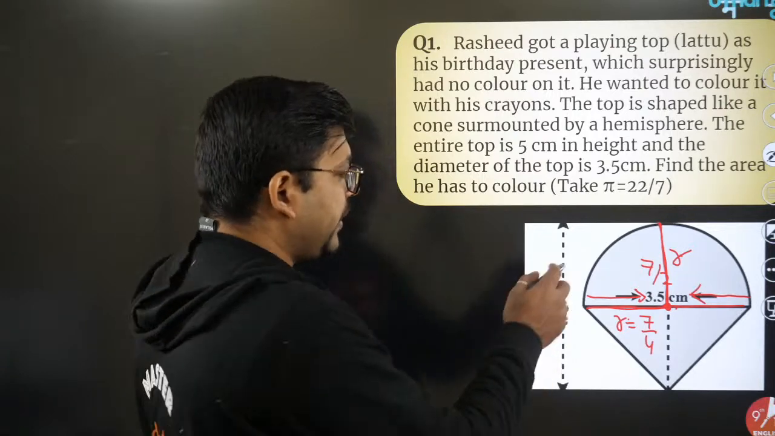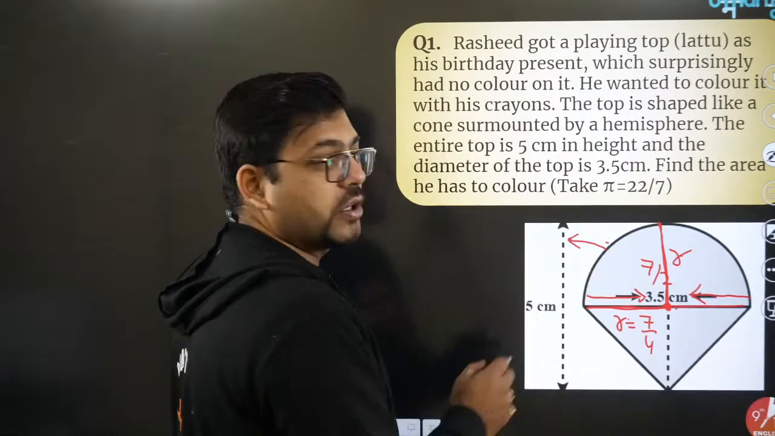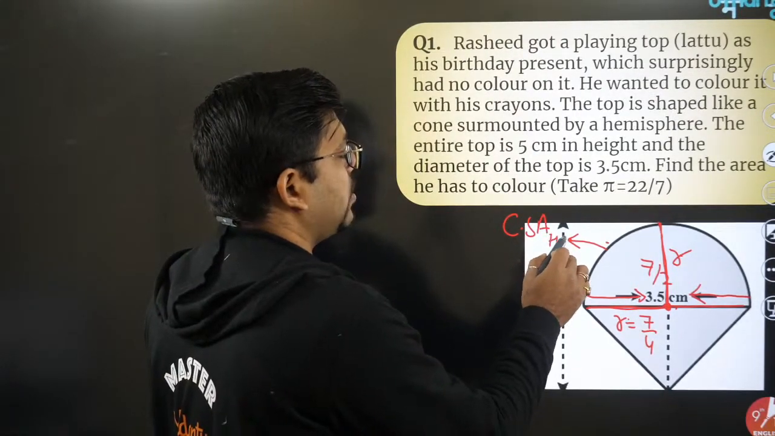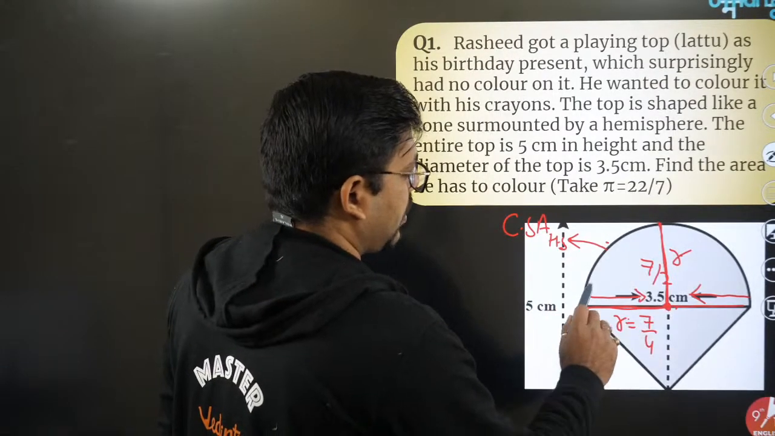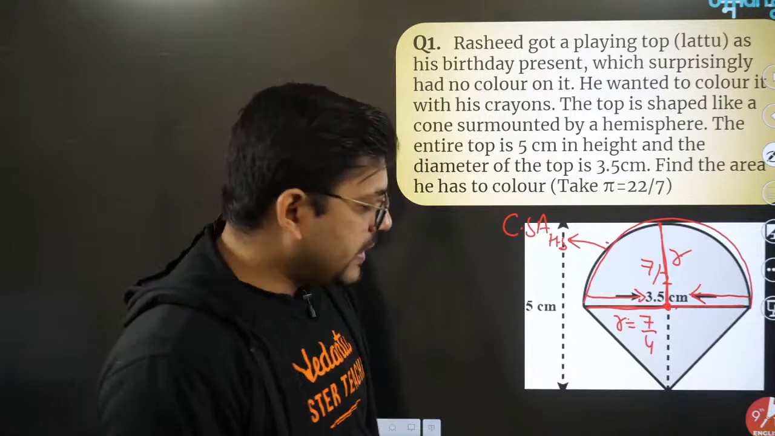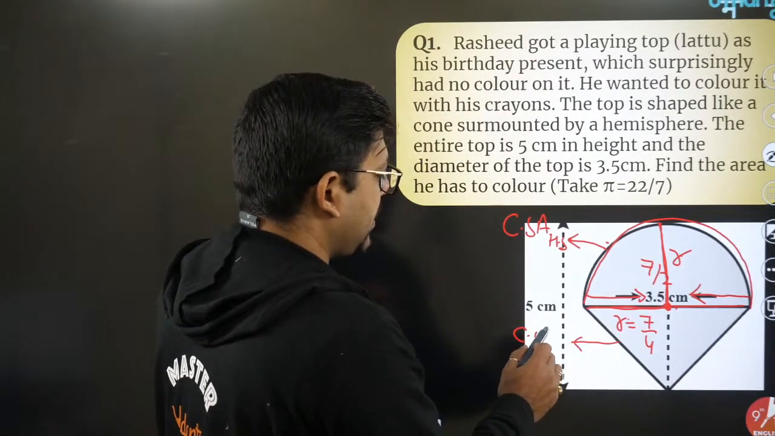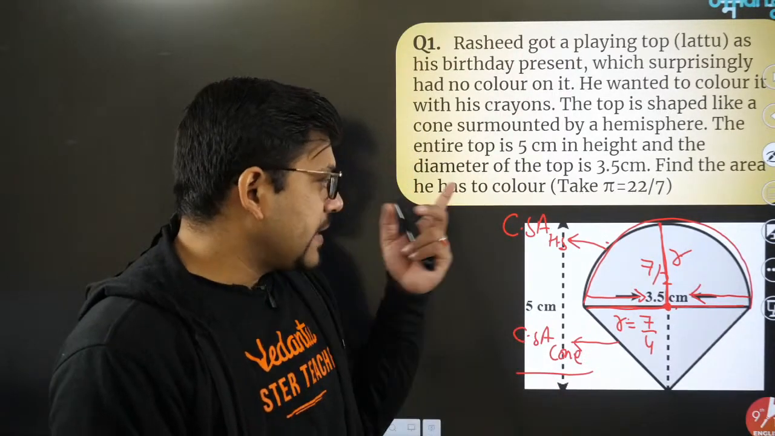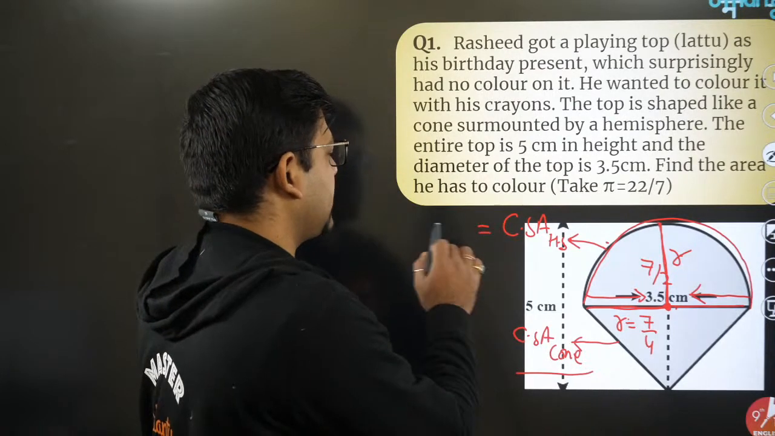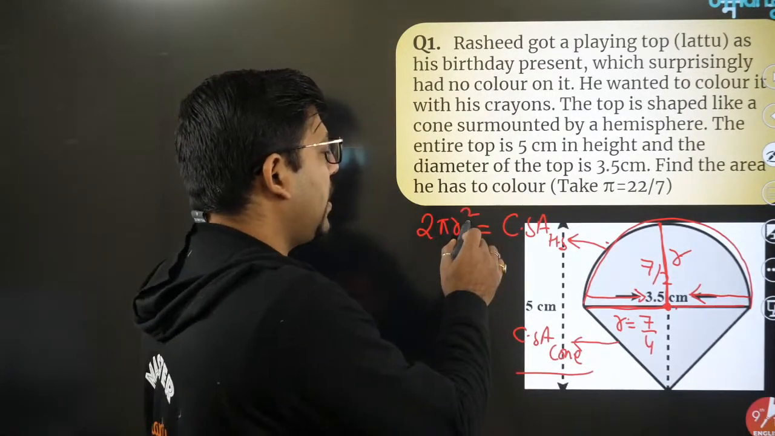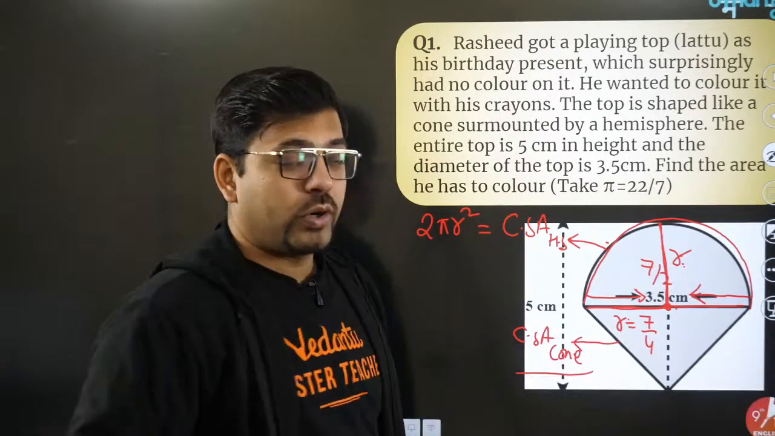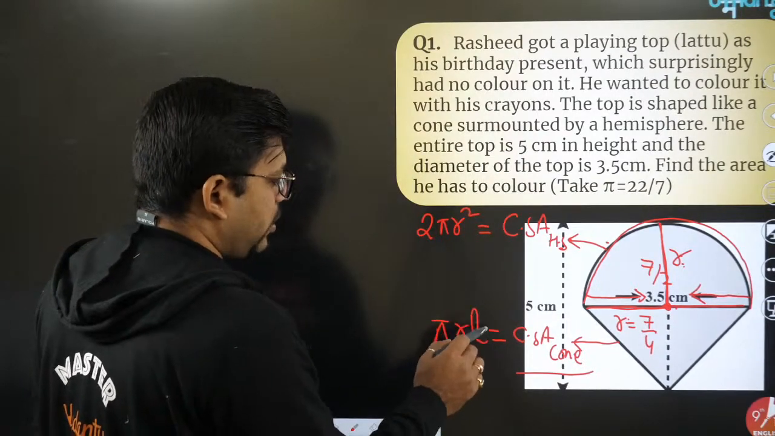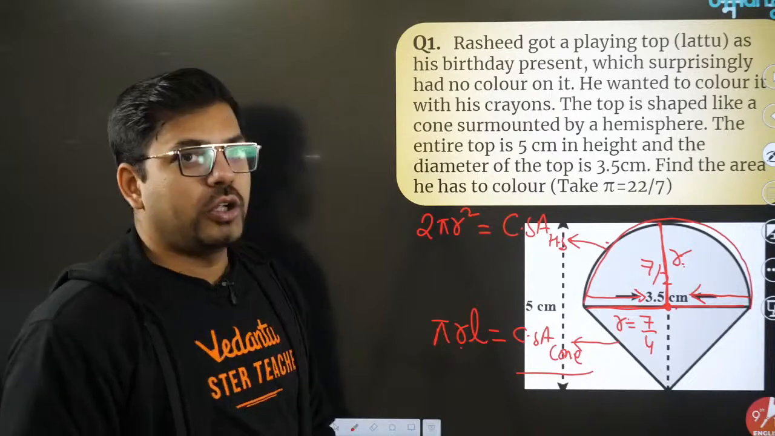For finding the total surface area, this is the portion which is visible to you, which can be colored. This is the CSA of the hemisphere. This complete portion is a hemisphere. And then you will have to find the CSA of the cone. I hope you are getting it. CSA of hemisphere, I guess everyone knows, is nothing but 2 pi r square. Do we know r? Yes, r is 7 by 4. And the curved surface area of the cone, do we know that? Yes, it is pi r l. Do we know r? Yes. Do we know l? No, we'll have to find it.